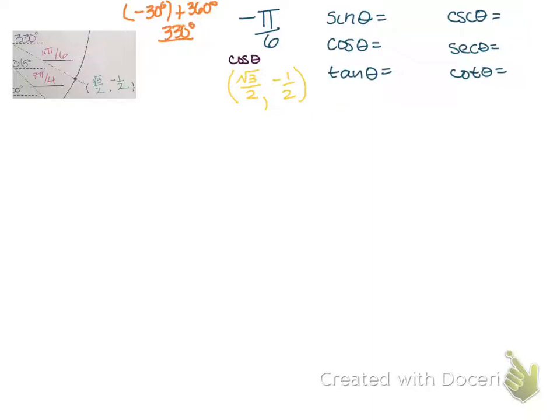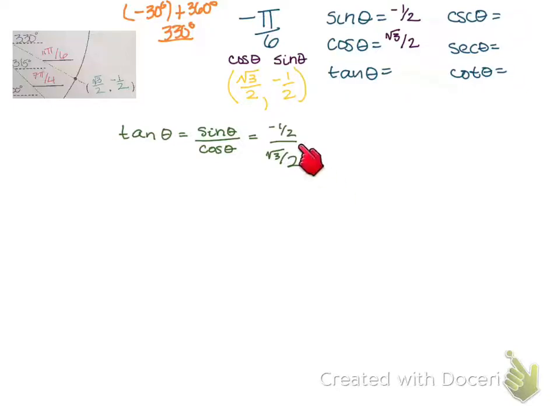Okay, first number is cosine, second number is sine. So my sine is negative 1/2. My cosine is the square root of 3 over 2. To find tangent, it's sine over cosine. So negative 1/2 divided by the square root of 3 over 2. Now, we're dividing fractions. No big deal. When you divide fractions, what you really do is leave the top number the same, change division to multiplication, and flip the bottom number. So it's negative 1/2 times 2 over the square root of 3.